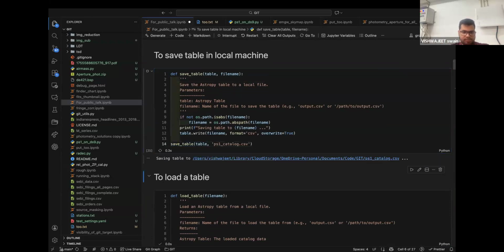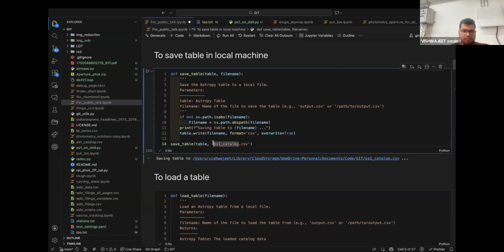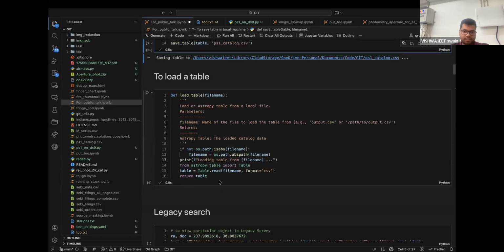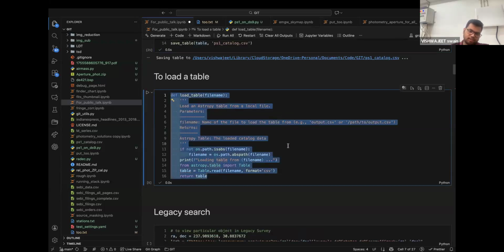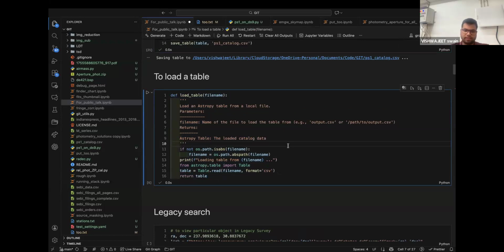So for example, here we saved it to this particular location, or we can put a particular folder where you want to save. And then here is another example. If you save the table, then you want to load it later. So this is the example that loads the table using the file name. So you can put the file name if it is in the same path, or you can just give the proper path and file name, and then it will get loaded.